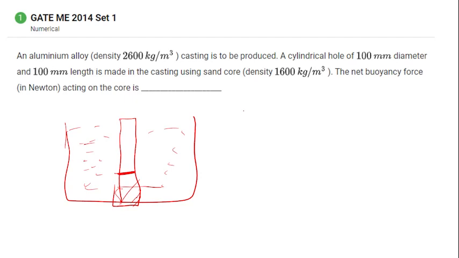So we have seen what the formula for that was. The net buoyancy force that will act on your core is F net equals delta rho G V, so V into G into (rho M minus rho C). This V is your volume of core, rho M is the density of molten metal, and rho C is the density of core material. You guys understand the concept of buoyancy, right? That is how this formula is made.